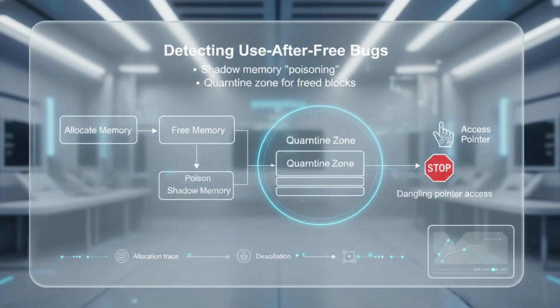One of the most dangerous bugs ASAN detects is use after free. This occurs when a program continues to use a pointer after the memory it points to has been freed. This can lead to unpredictable behavior or security exploits.